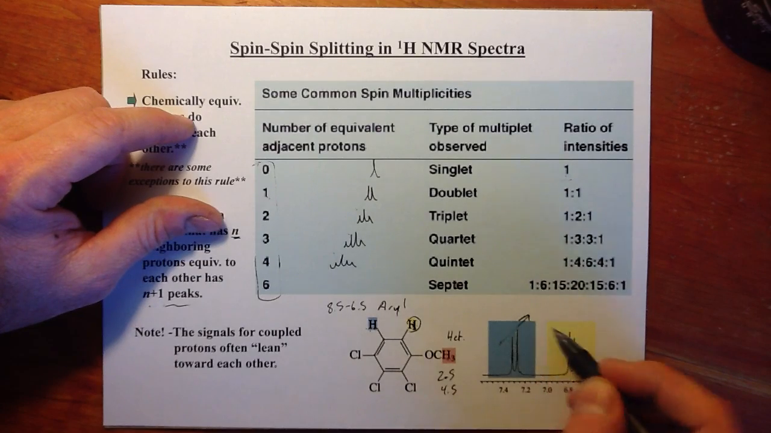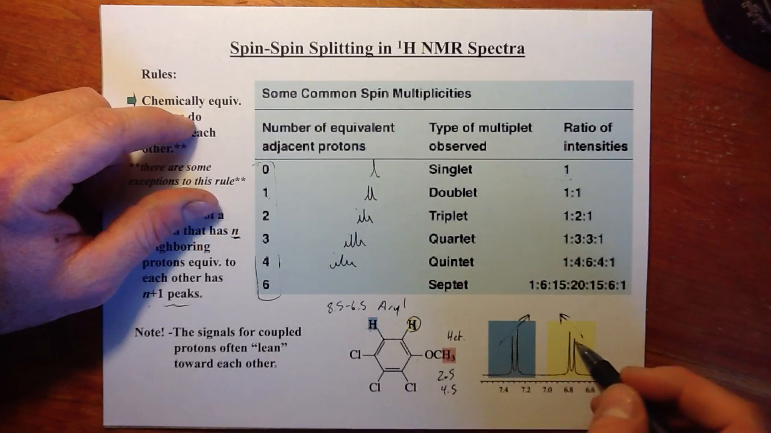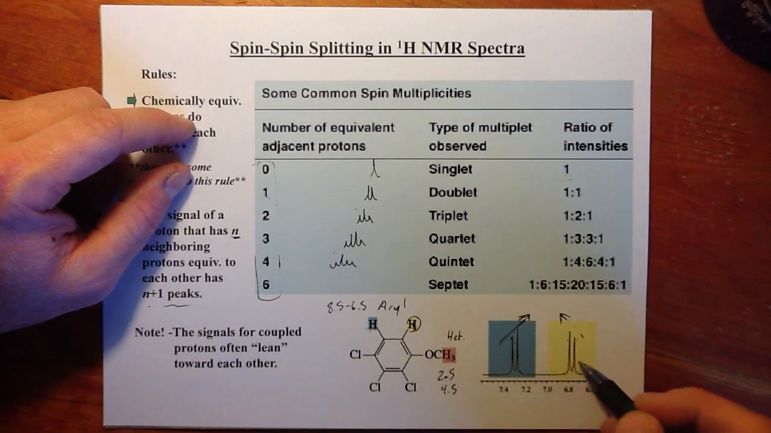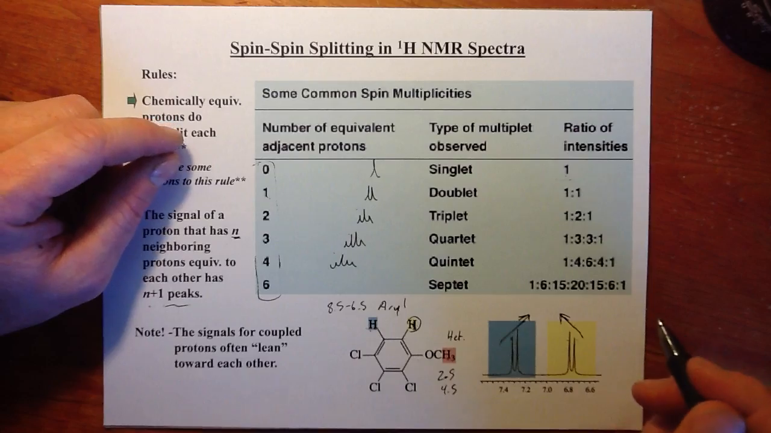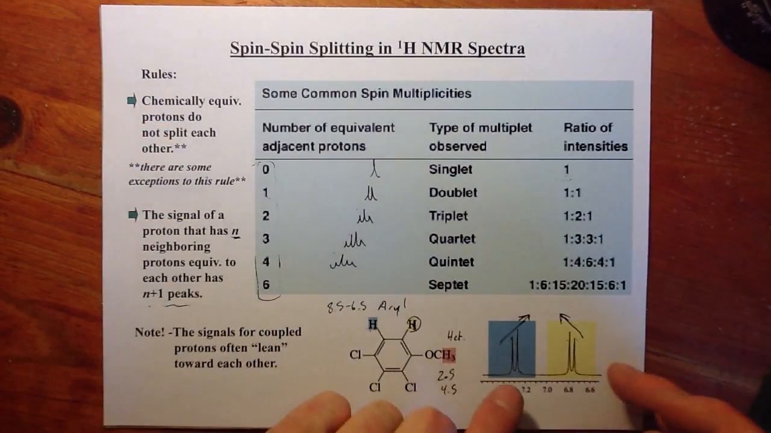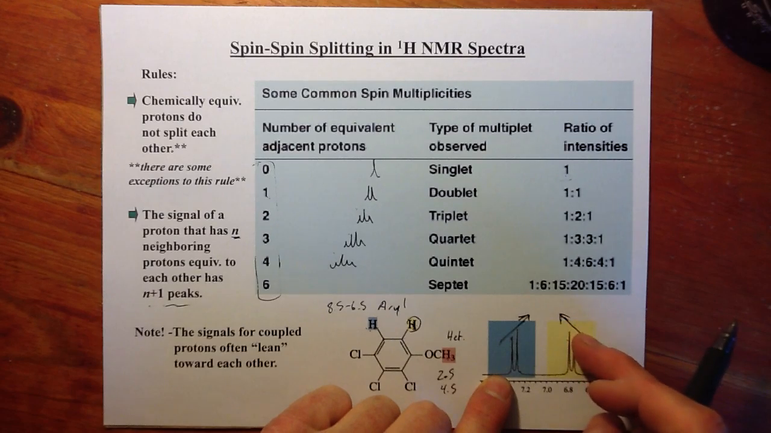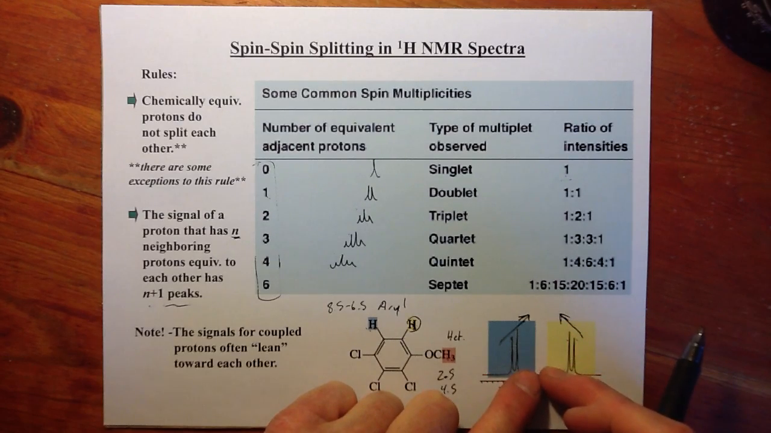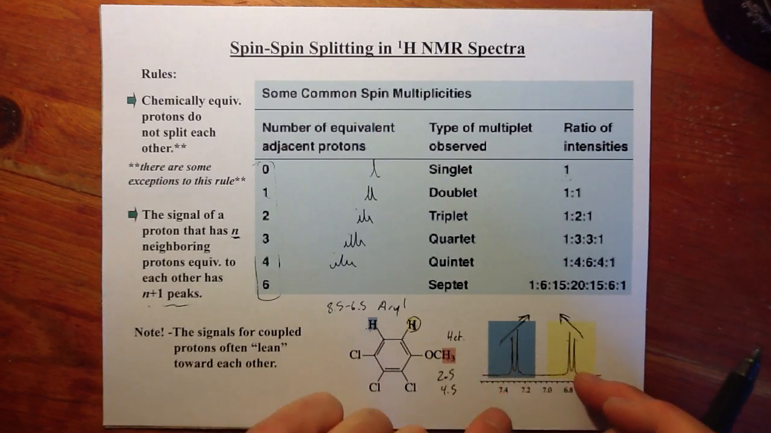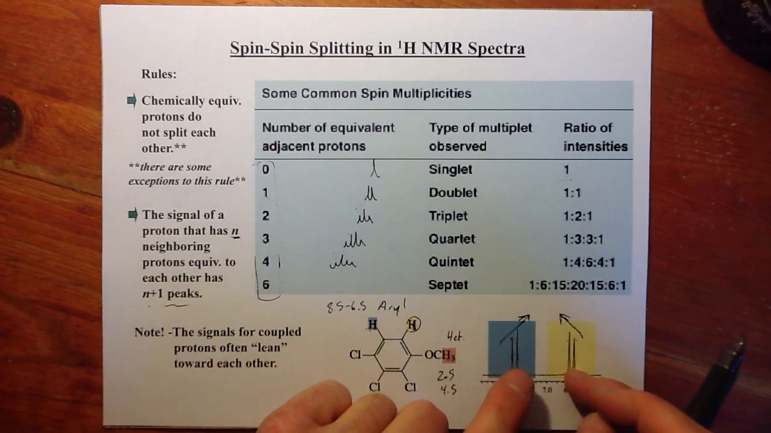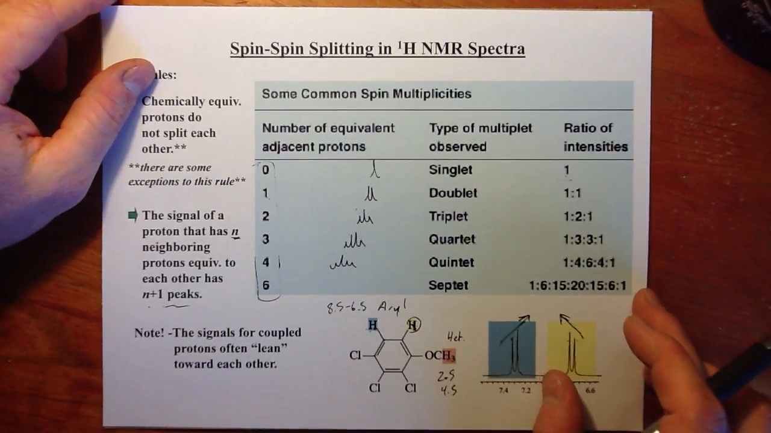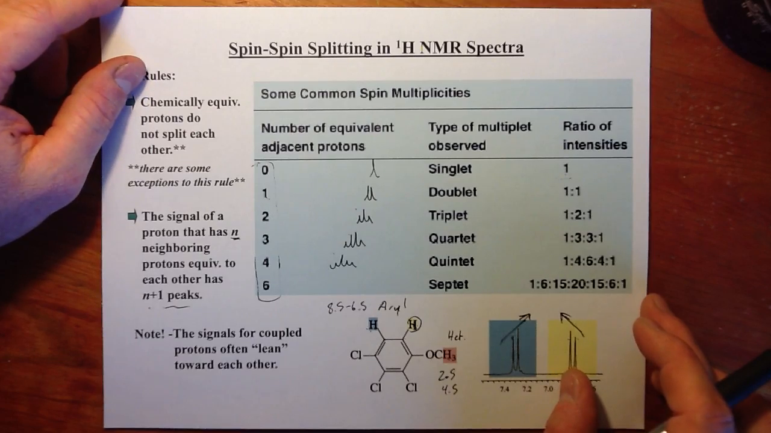Notice they kind of lean towards each other. It's not a perfect doublet where these two are equal in height. When you see this sort of leaning, it means those two protons are splitting each other. They lean more towards each other or have a greater angle the closer the signals get to each other. But these two leaning towards each other mean that those two signals have protons that are next to each other. So that's a little trick you can use when you're going from spectra back to structure.